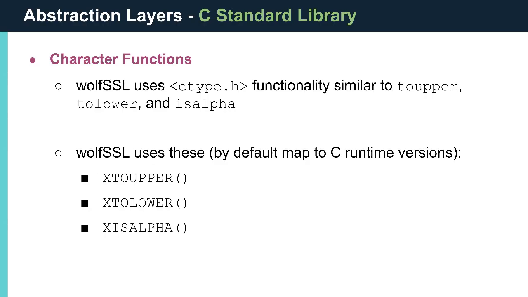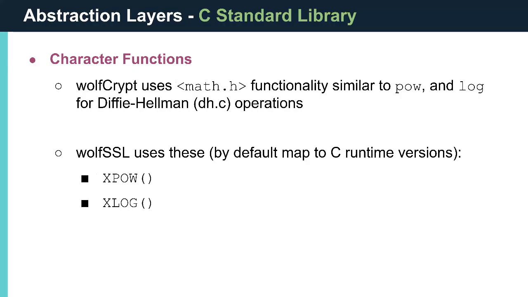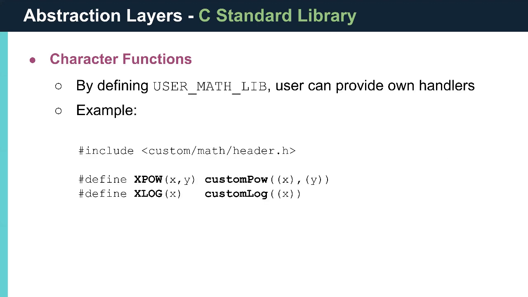For character handling, wolfSSL uses the ctype.h header for functions similar to toupper, tolower, and isalpha. We've abstracted these out as well, allowing you to override them. If you define CTYPE_USER, you can map these by defining them to your own functions. For math functions, wolfCrypt uses math.h. This is for things like pow and log, specifically used inside of Diffie-Hellman's dh.c, that'd be wolfcrypt/src/dh.c. And wolfCrypt calls XPOW and XLOG, so you can define XPOW and XLOG to your own functions as long as you build wolfSSL with USER_MATH_LIB defined.